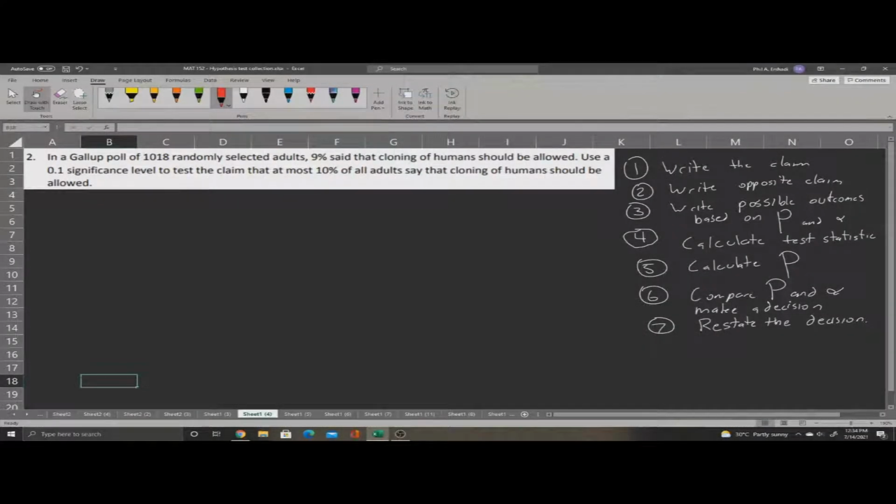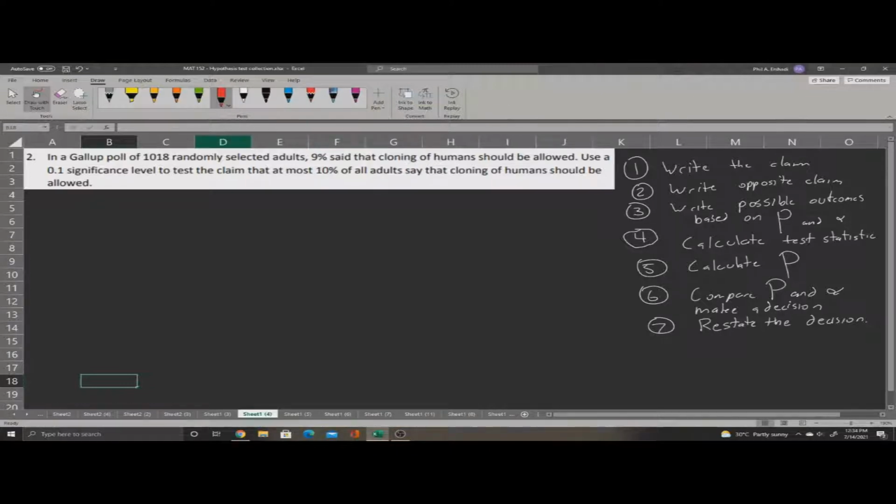Here we'll perform another hypothesis test. I've written the 7 steps that we followed previously on the right side. Let's read the question and follow these 7 steps. In a Gallup poll of 1,018 randomly selected adults, 9% said that the cloning of humans should be allowed. Use a 0.1 significance level to test the claim that at most, 10% of all adults say that the cloning of humans should be allowed.